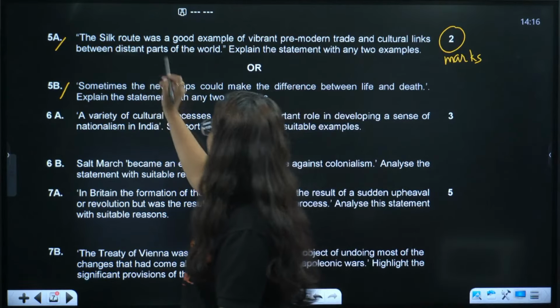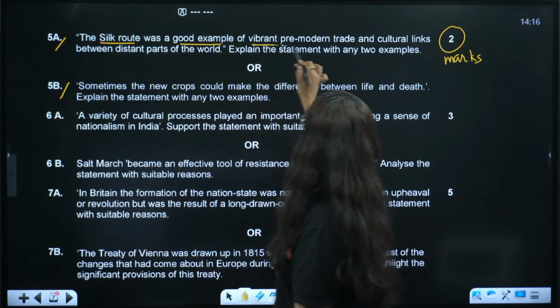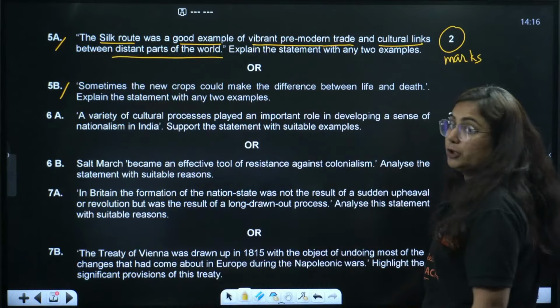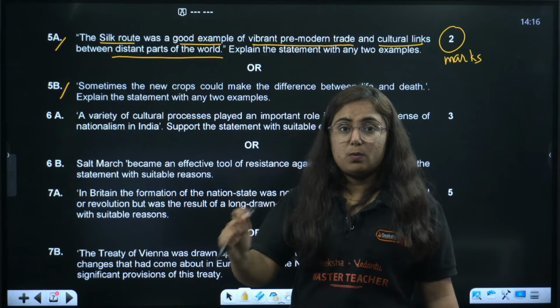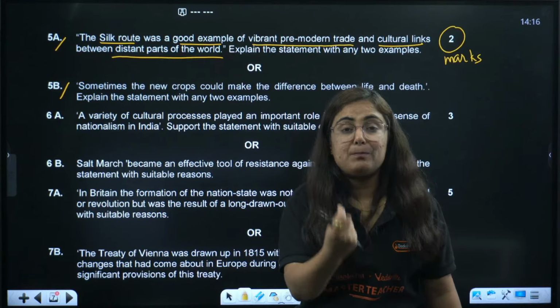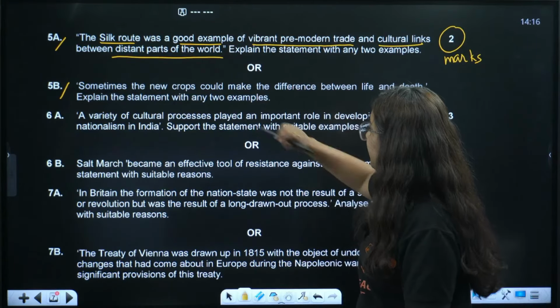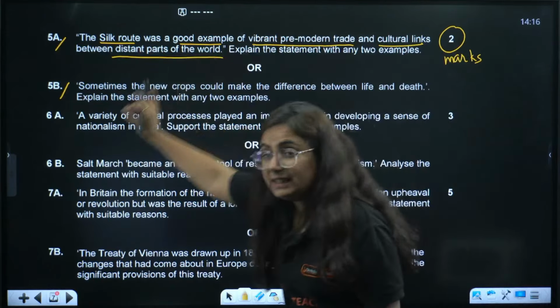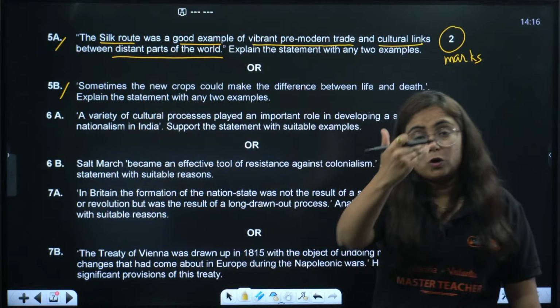The question says, the Silk Route was a good example of vibrant pre-modern trade and cultural links between distant parts of the world. Explain the statement with 2 examples. Or 5B, sometimes new crops can make the difference between life and death. Explain the statement with any 2 examples.